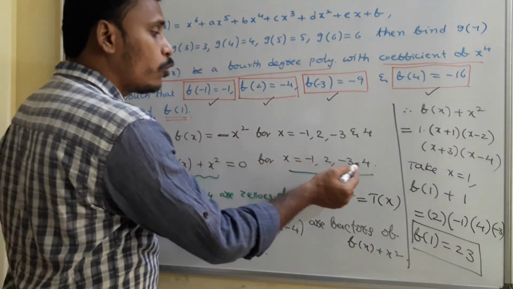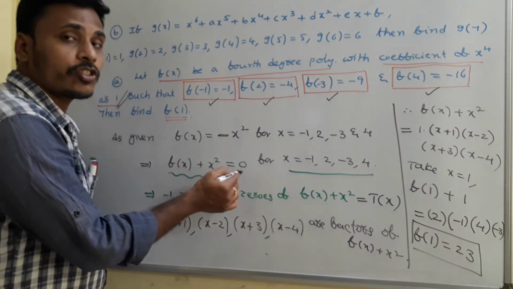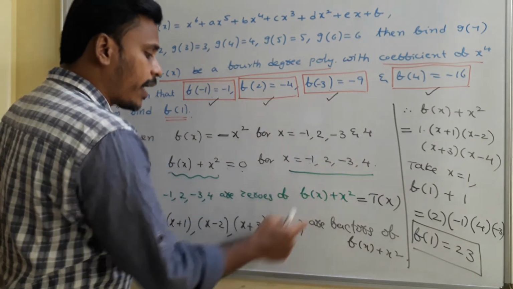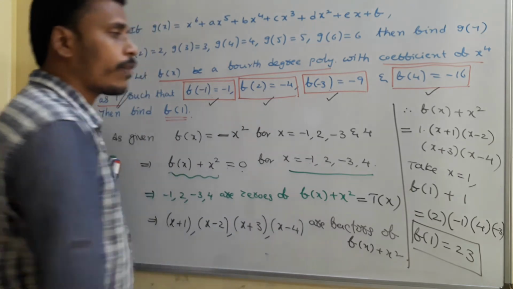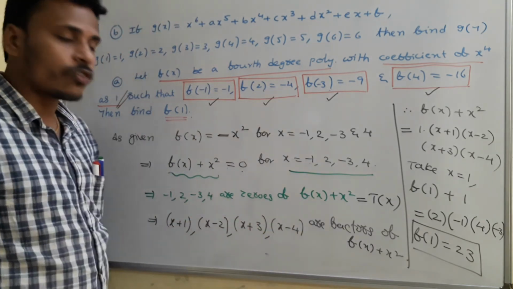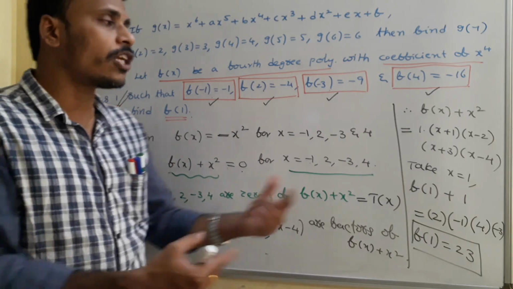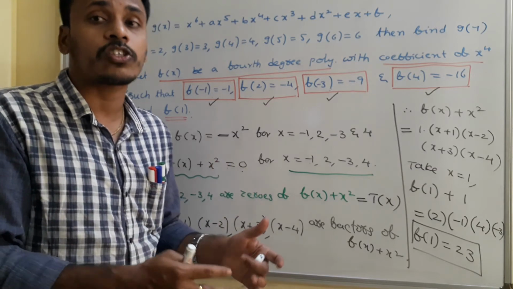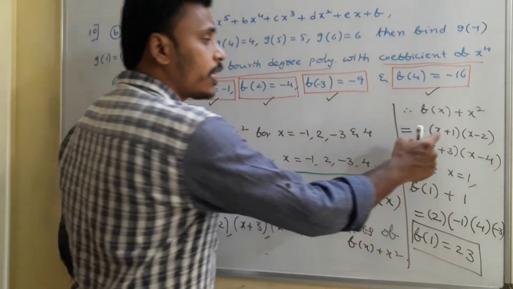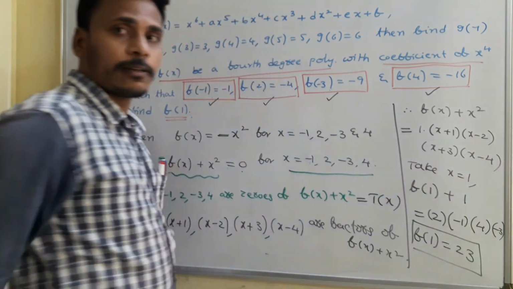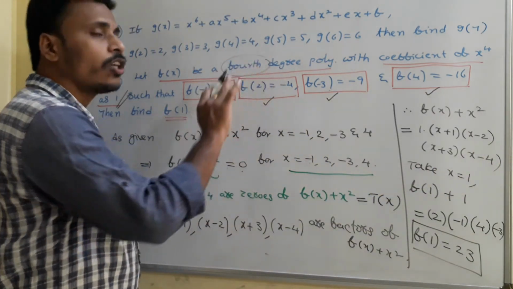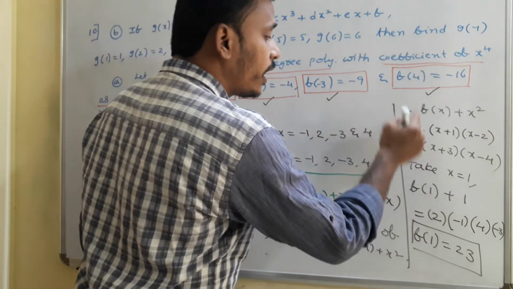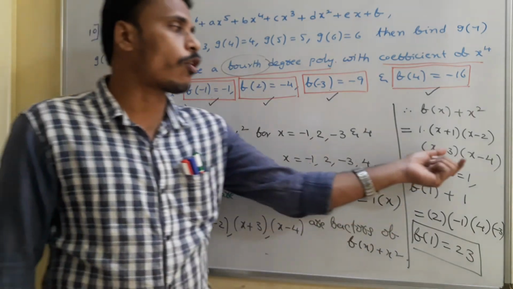Since these four values are making this f of x plus x square as 0, we say by factor theorem, x plus 1, x minus 2, x plus 3 and x minus 4 are factors of this f of x plus x square. Since all these are factors, you can write it as the product of all these things into any other thing. They are factors, but we don't know whether they are the only factors or not. So for that, we need to multiply all these things with some other factor. But since they mention it as fourth degree, no need to write another factor. Since they mention the leading coefficient as 1, no need to write any constant there. So that's why this is f of x plus x square.